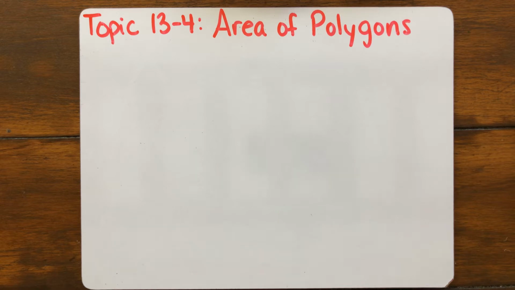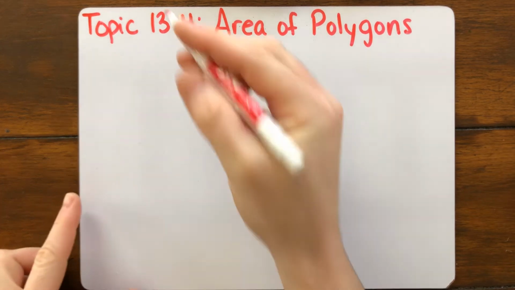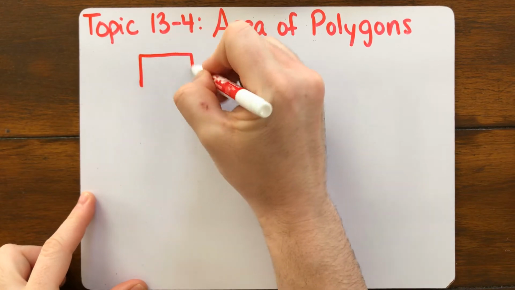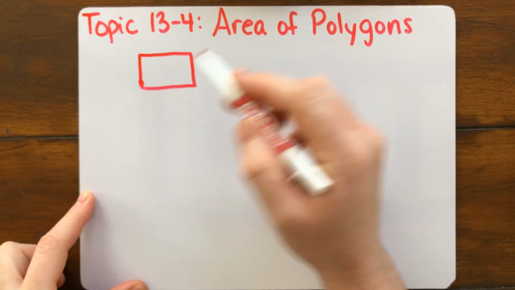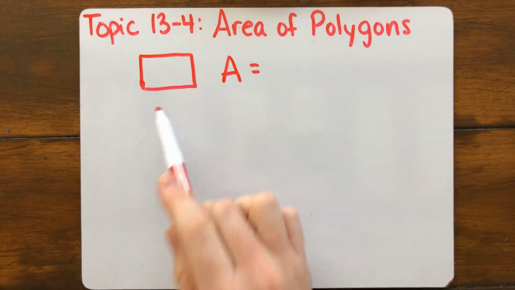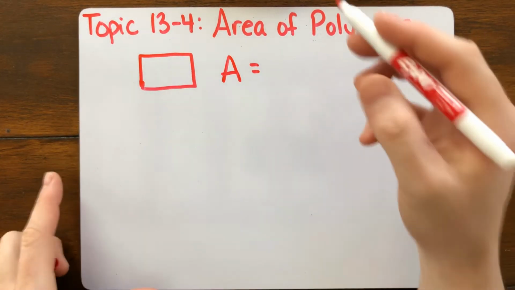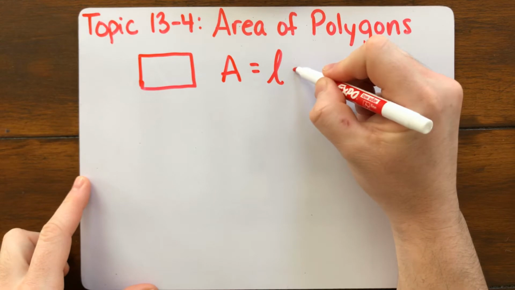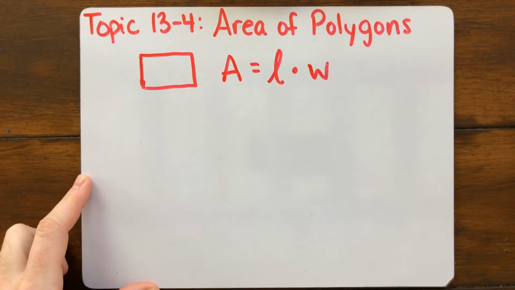together. So really quick, before we begin, I do want to review the area of a rectangle, the area of a parallelogram, and the area of a triangle. If we were given any sort of rectangle, what would it be to find the area of a rectangle? Well, a rectangle will be length times width.